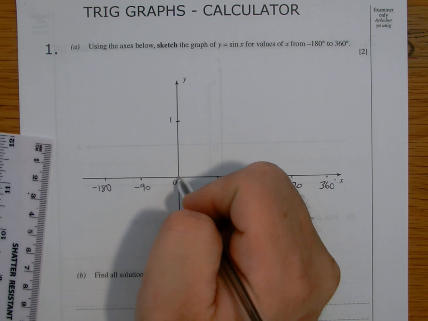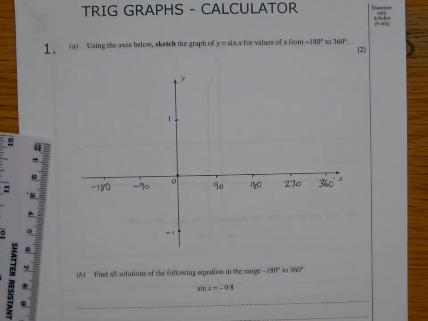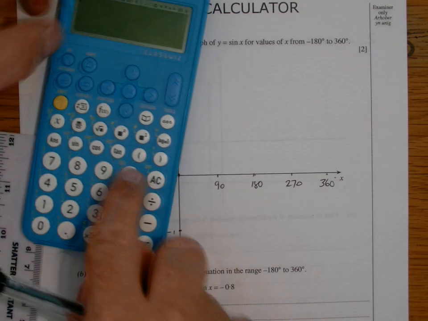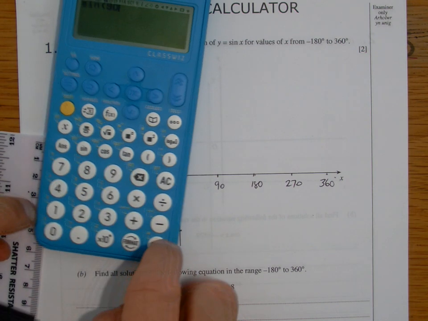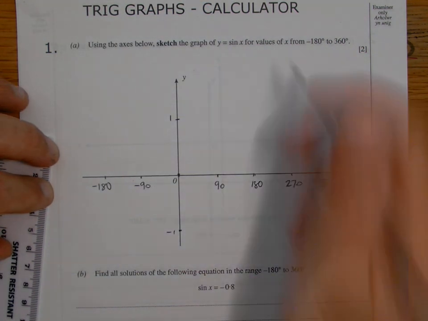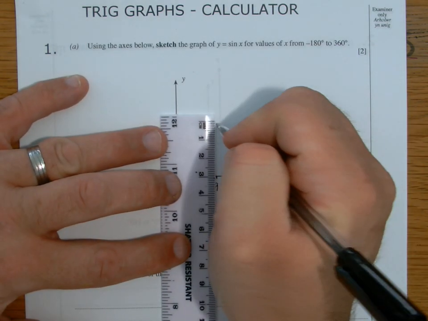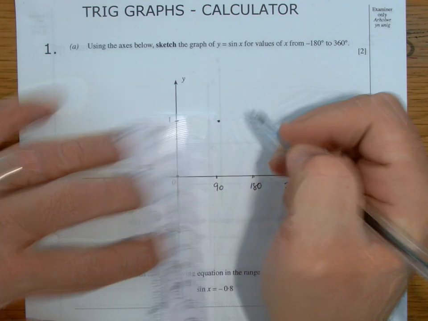So when x is 0, sine 0 is 0. So we just use a calculator, can't we? For example, you've got 90 degrees, so you can type in sine 90 on your calculator, and it comes out to be 1, okay? If this is a calculator paper, we can just use our calculator.